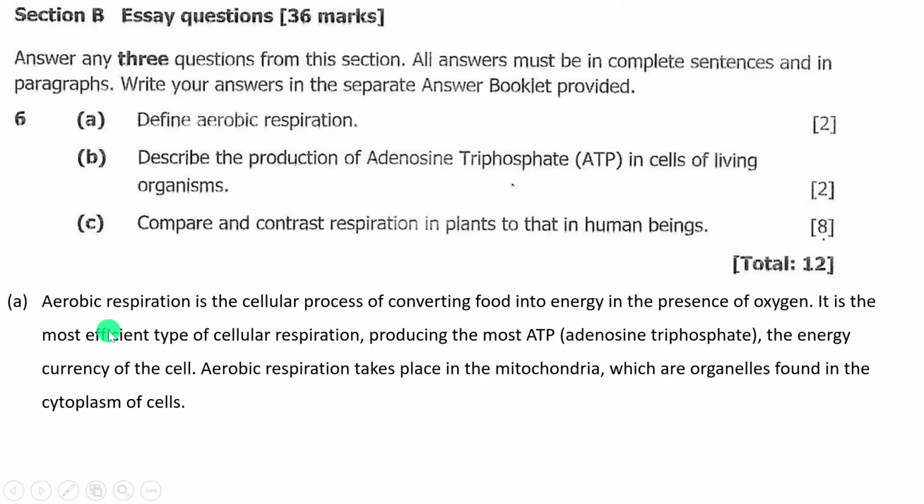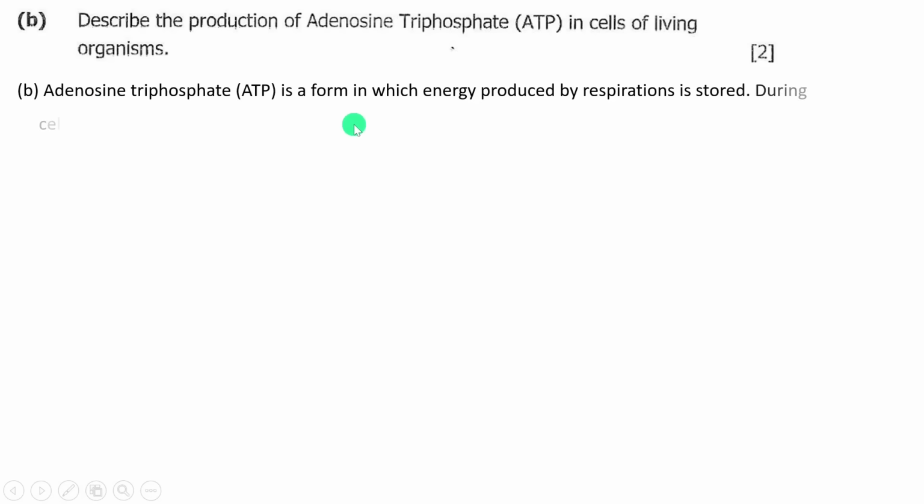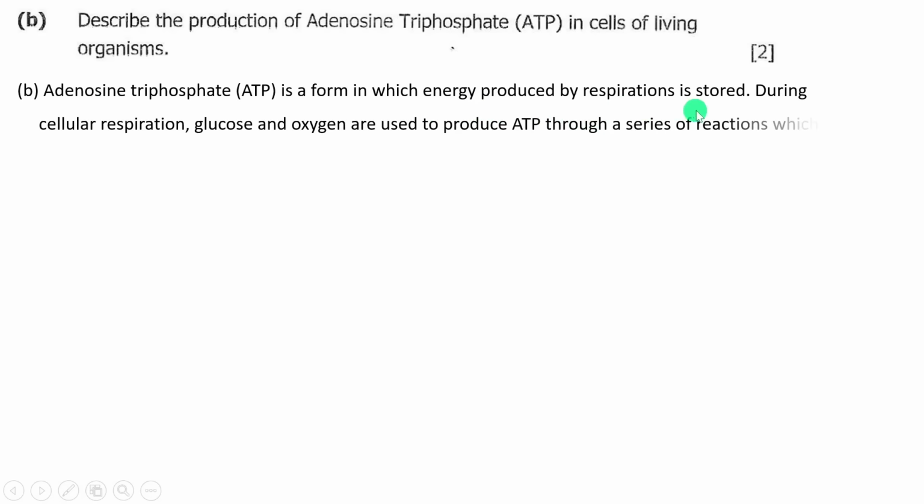Then we go to B here. So B: describe the production of adenosine triphosphate in cells of living organisms. So we will say B. We are saying adenosine triphosphate is a form in which energy produced by respiration is stored.